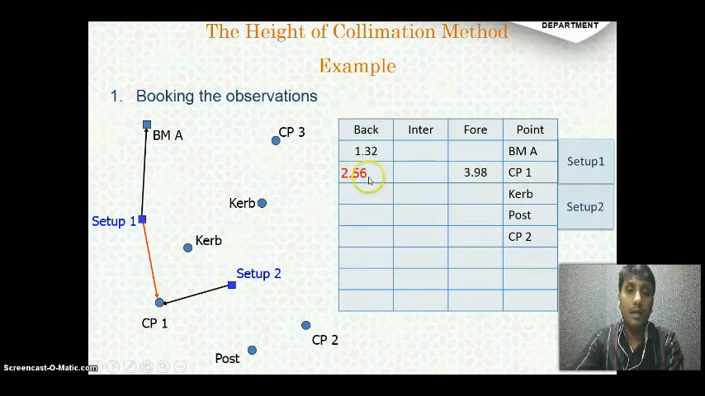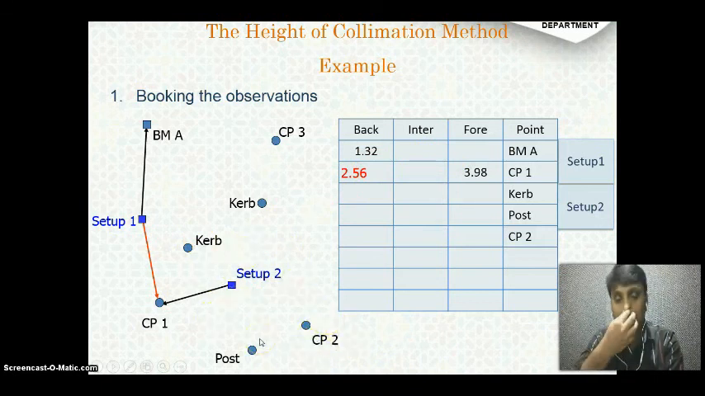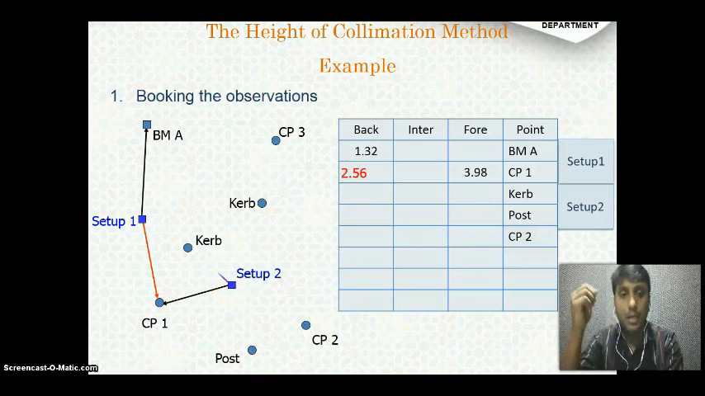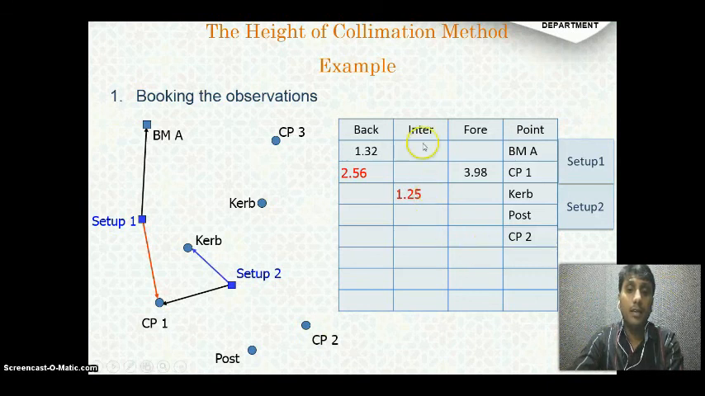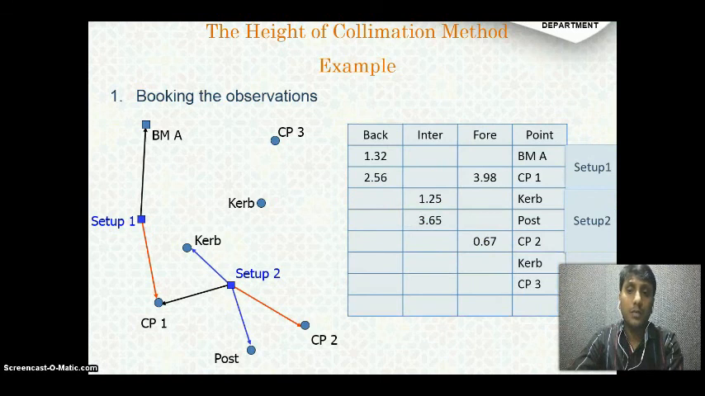Now any reading taken up to CP2, the change point 2, will be considered as intermediate side. See, from setup 2, the reading has been taken at curb. So the curb reading is written at intermediate side. From setup 2 to post, the reading is at intermediate side. From setup 2 finally to CP2. After this, the instrument is going to be changed, so the reading will be written at foresight. So now change the instrument to setup 3.